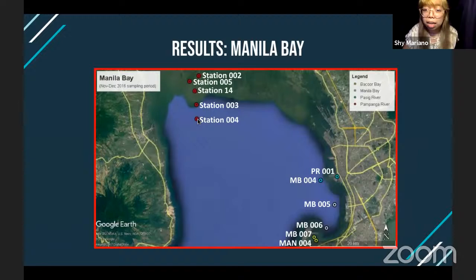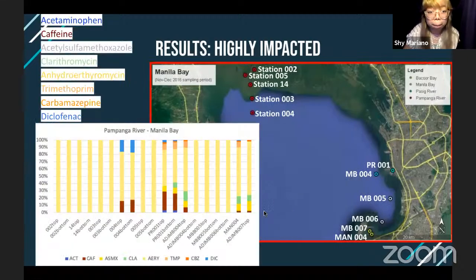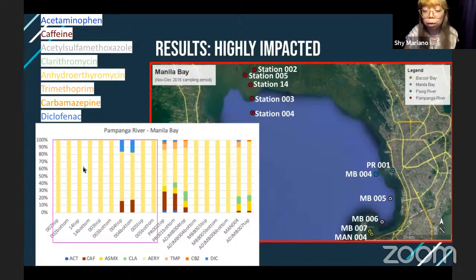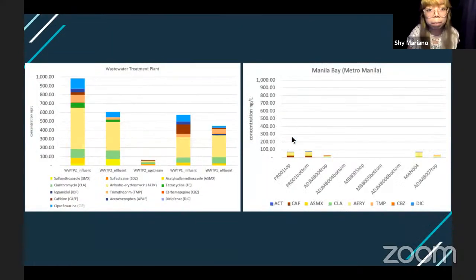Comparing it to Manila Bay, where we sampled in Pampanga River and Pasig River and other parts of Manila Bay: for Pampanga River, aside from acetaminophen and caffeine, we were able to detect anhydroerythromycin, similar to Bolinao. And for Pasig River and the Manila Bay area, we detected even more pharmaceuticals, such as clarithromycin, acetylsulfamethoxazole, trimethoprim, carbamazepine, and diclofenac. So these are other types of antibiotics and pharmaceuticals.